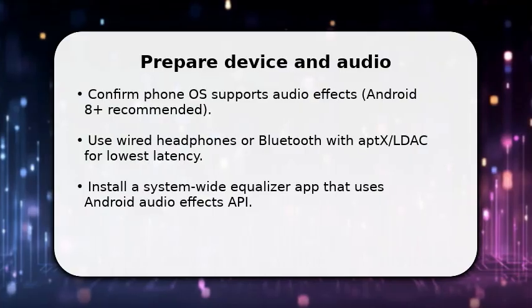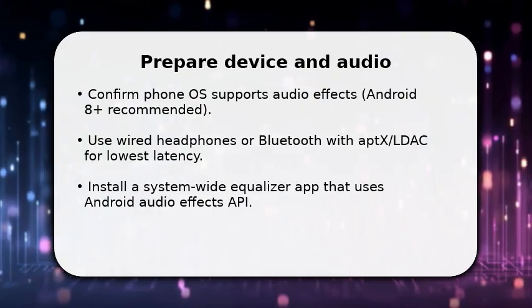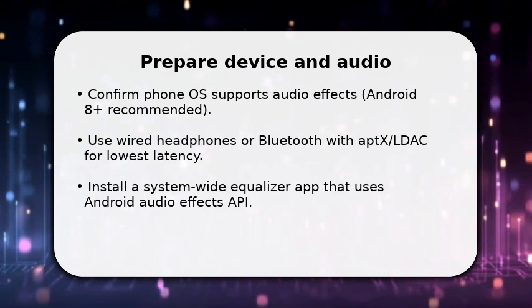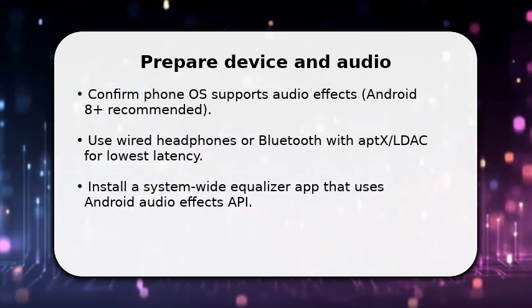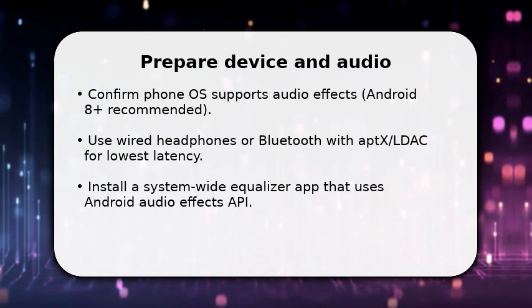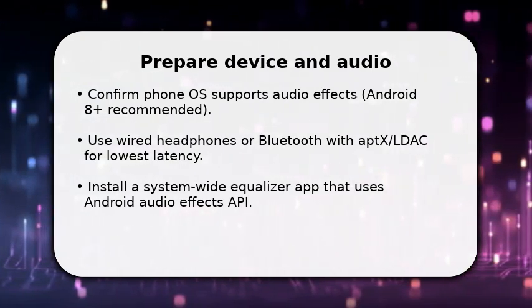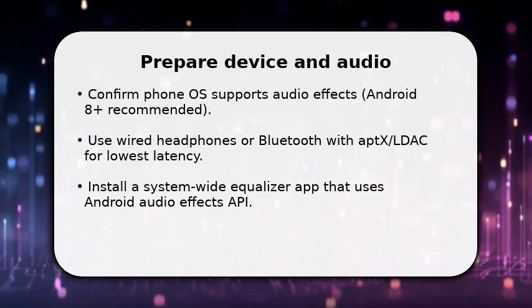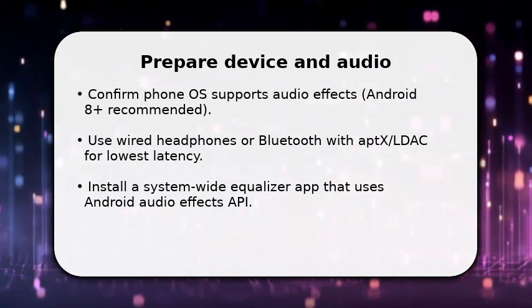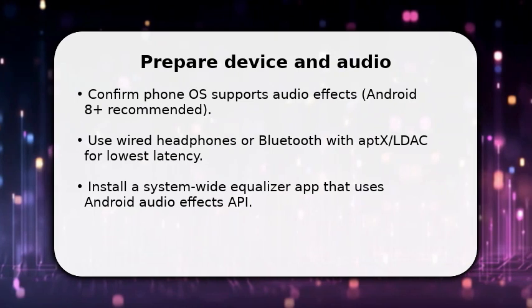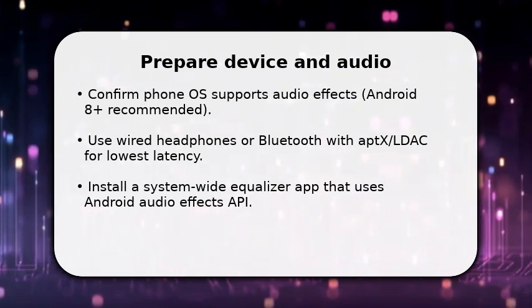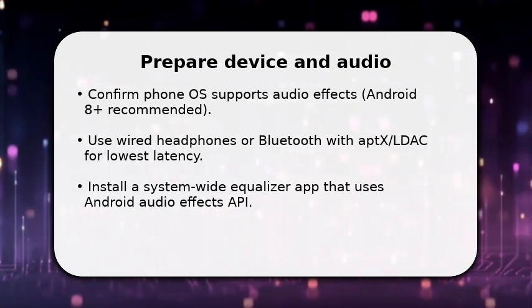Enjoy the video. You start by prepping the phone and headset so the equalizer actually affects Call of Duty Mobile. Make sure your OS supports system audio effects and use wired or high-quality Bluetooth for consistent results. Once done, install a reputable system-wide equalizer app that hooks into Android's Audio Effects API. This ensures game audio runs through the EQ.